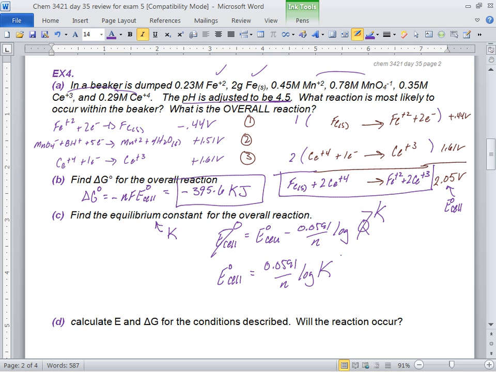And this number is going to be huge, and it should be huge. This is a spontaneous reaction. I mean, look, this is a very, very spontaneous reaction. A huge positive potential. This really wants to happen. That means you're going to have a heck of a lot of product. This could be 10 to the 80th or something. Some crazy high, huge equilibrium constant.